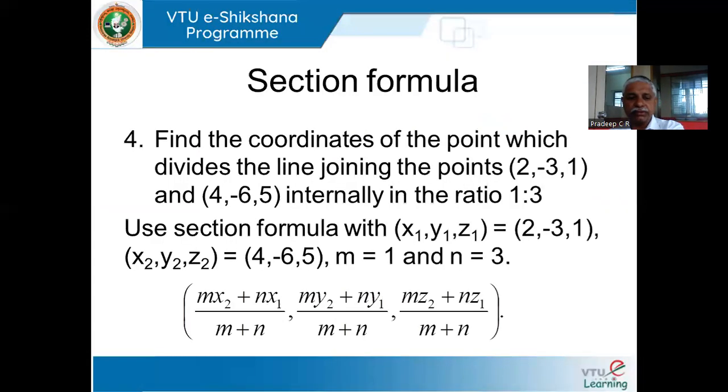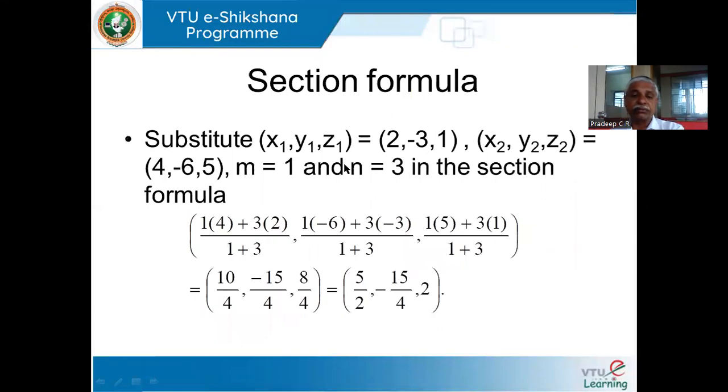How to do this? We use the formula directly. Use the section formula with x1, y1, z1 as 2 comma minus 3 comma 1 and x2, y2, z2 as 4 comma minus 6 comma 5, and m is 1, n is 3. This is the section formula, the coordinates of the point which breaks the line segment joining these two points in the ratio 1 is to 3, m is to n. So you substitute it here, and m equal to 1, n equal to 3.